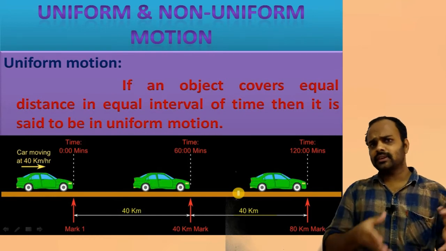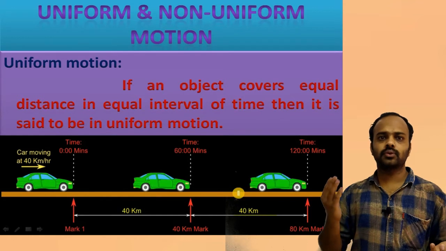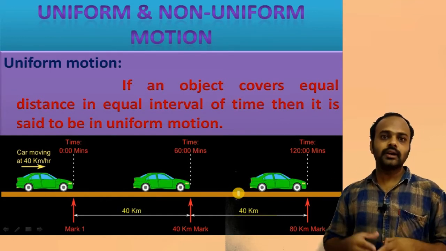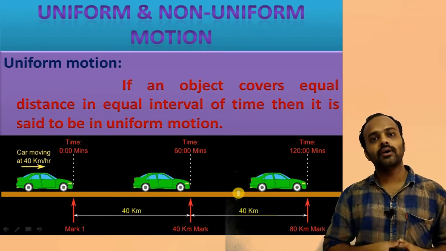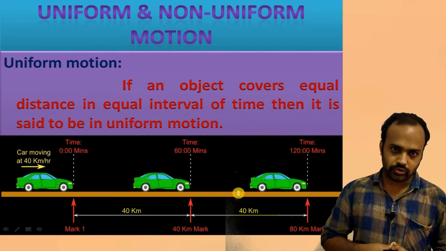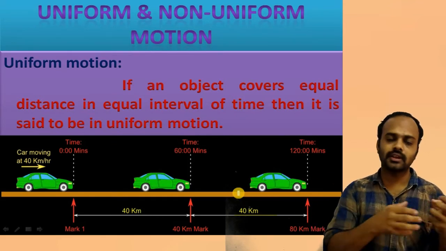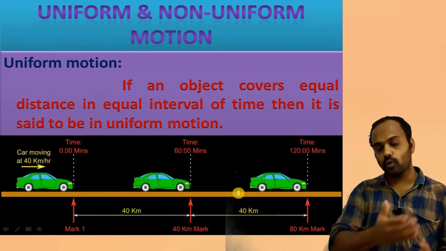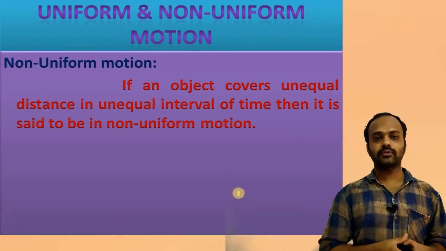And again, consider the motion of the earth. To rotate on its axis, it takes 24 hours. To revolve around the sun, it takes 365 days. This is also an example of uniform motion. Uniform motion means if an object covers equal distance in equal interval of time. And non-uniform motion, what is non-uniform motion?